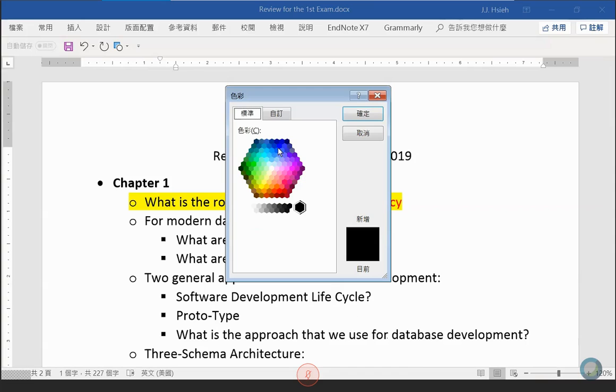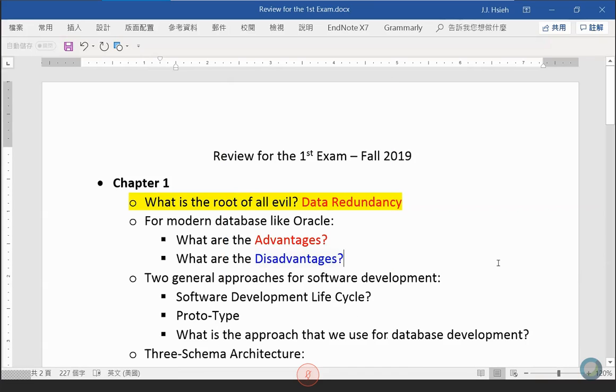What are the disadvantages? I think in the PowerPoint of chapter 1, we spent quite some time walking through that.